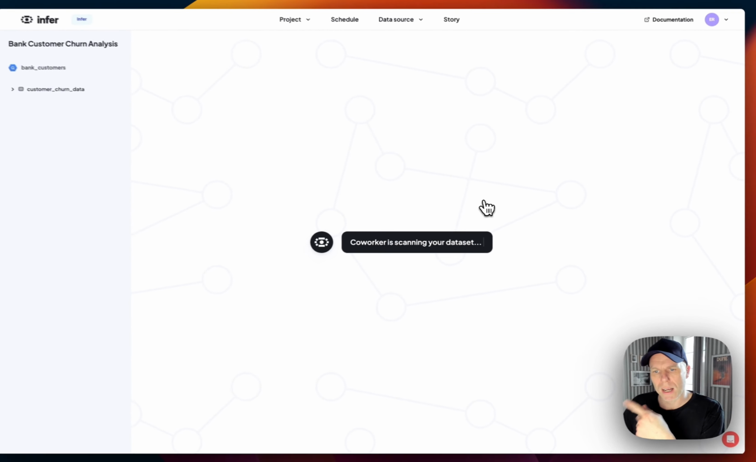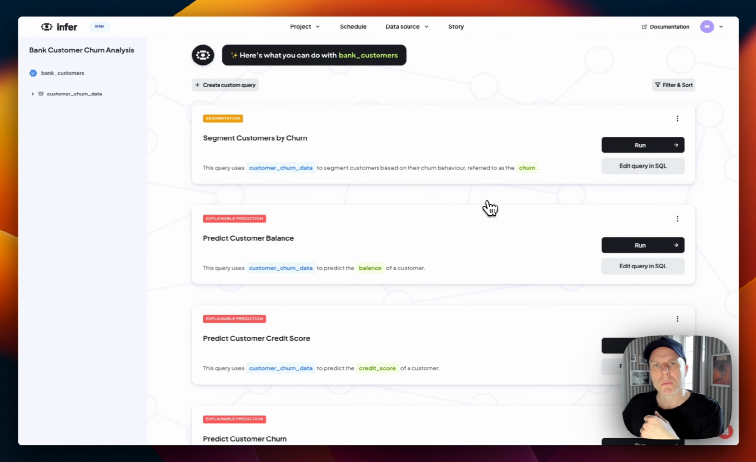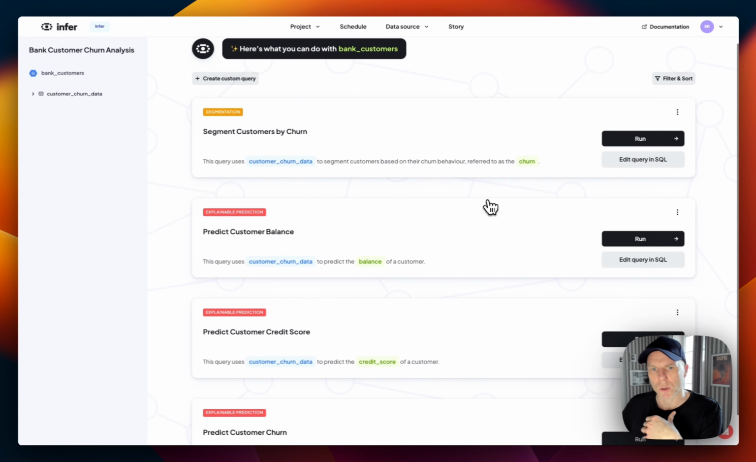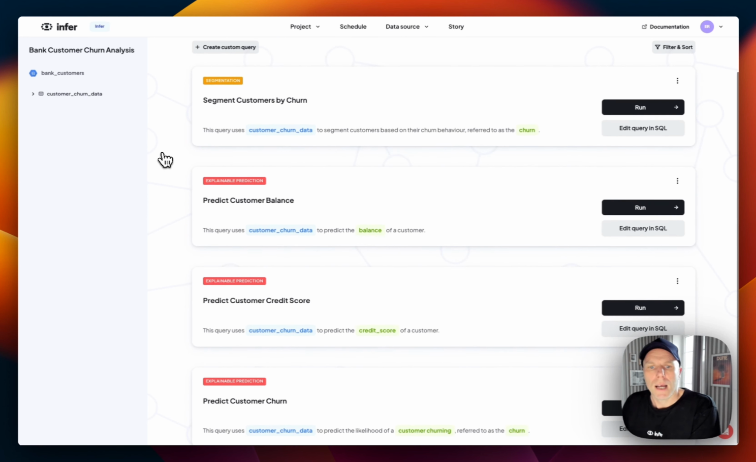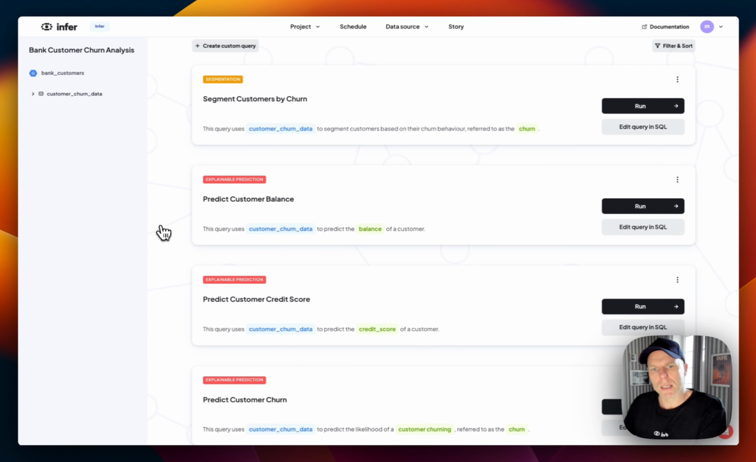So it's analyzing the data, and it comes back with 4 suggestions for analyses it can do. The top one is a customer segmentation. That means it's going to take the 10,000 customers and split them into segments based on their personas, basically. And the next 3 are predictive ones. That's where it's going to train a predictive model to predict a particular attribute of each customer.